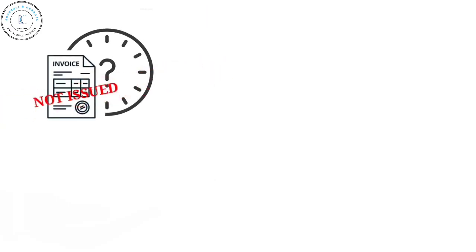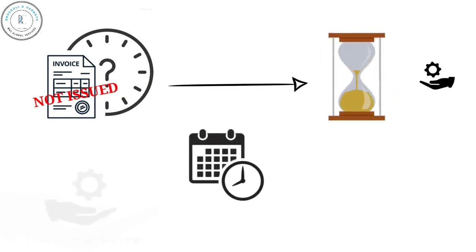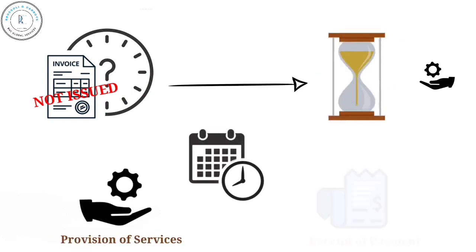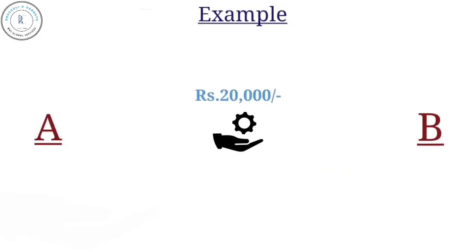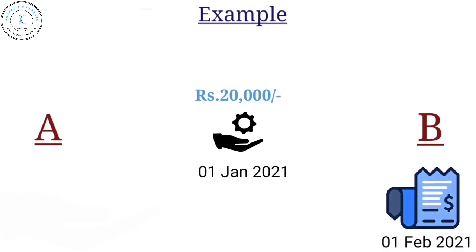When invoice is not issued, time of supply is the earliest of date of provision of service and date of receipt of payment. Example: A provided services to B for 20,000 rupees. Services provided on January 1, 2021. Payment received on February 1, 2021.